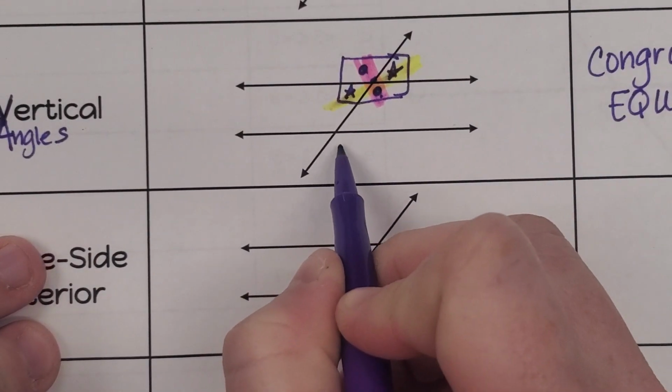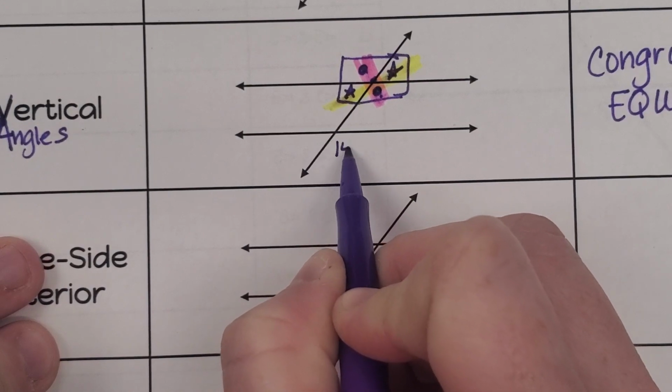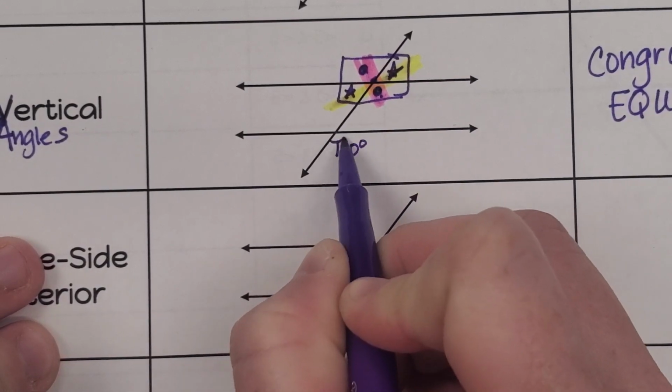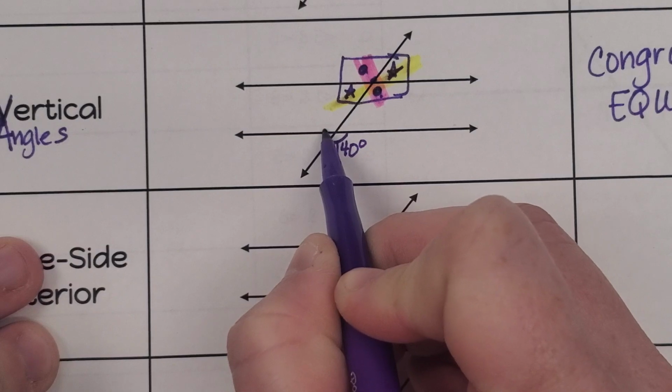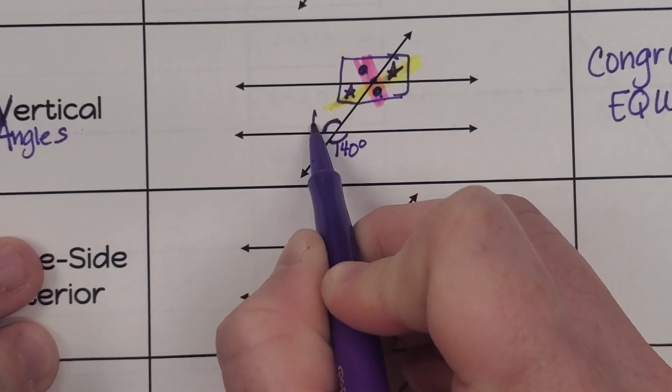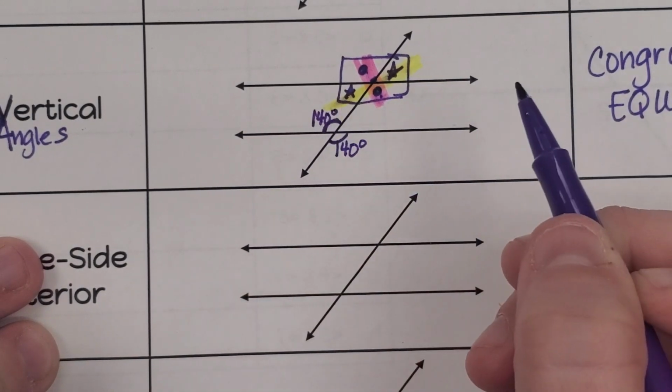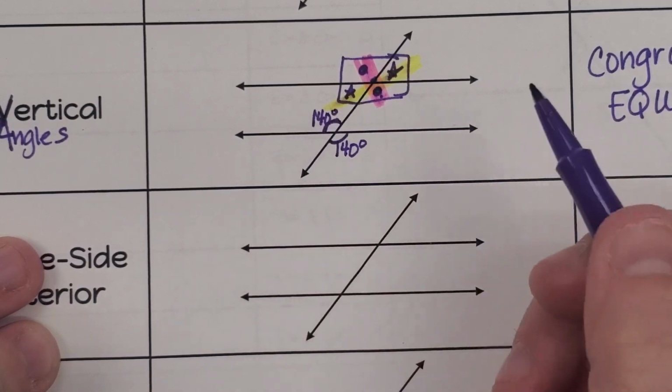So if I knew that this angle was 140 degrees, the vertical angle right above it would also be 140 degrees. This also goes along with our highlighting, right?